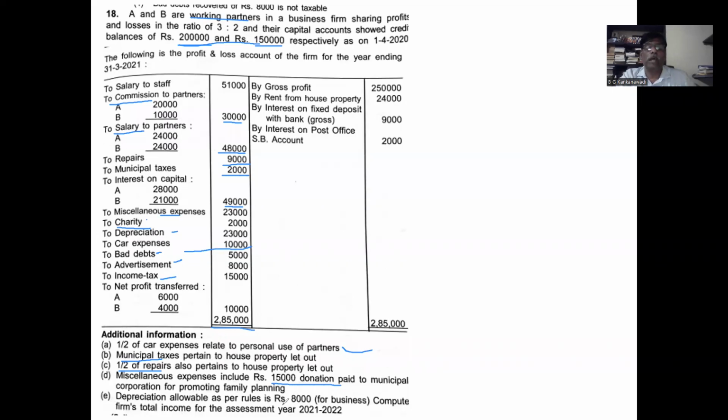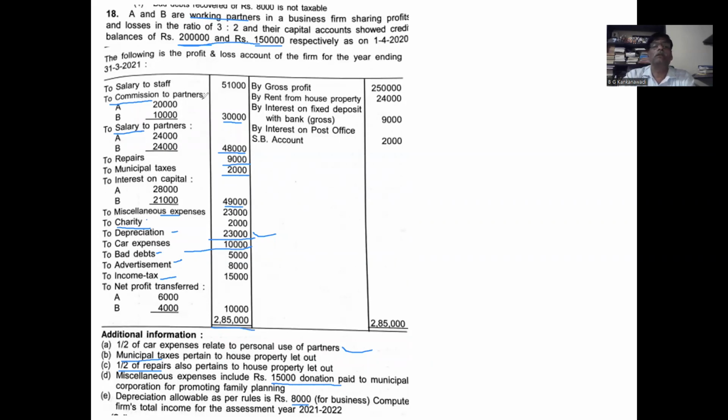Then depreciation as per rules is 8,000. In the P&L account, depreciation is 23,000. You see here, depreciation is 23,000. Out of this 23,000, 8,000 is only allowable. 8,000 is only allowable. Therefore, remaining, I think 15,000, is disallowed. Disallowed expense. Okay. Depreciation.